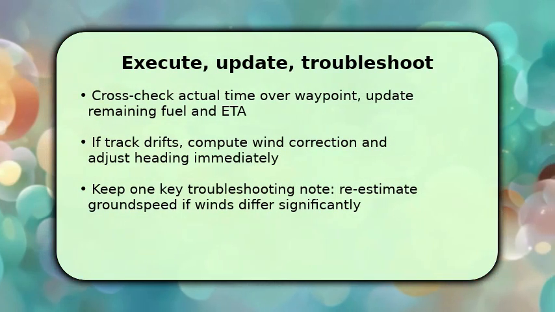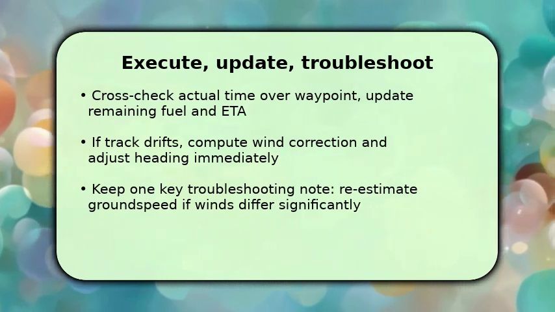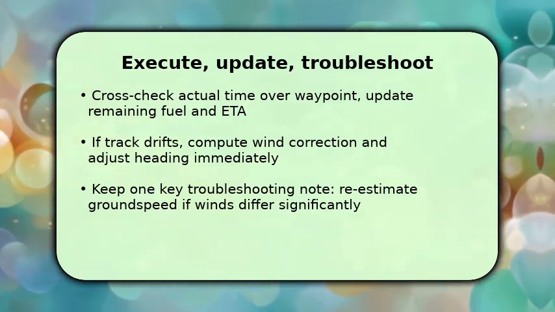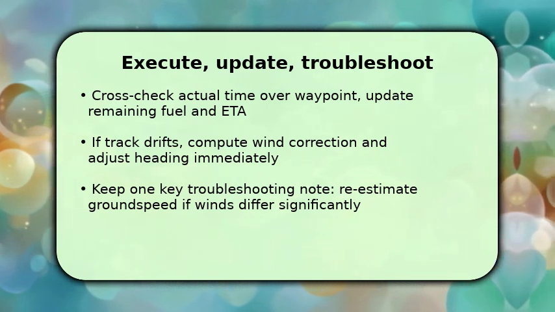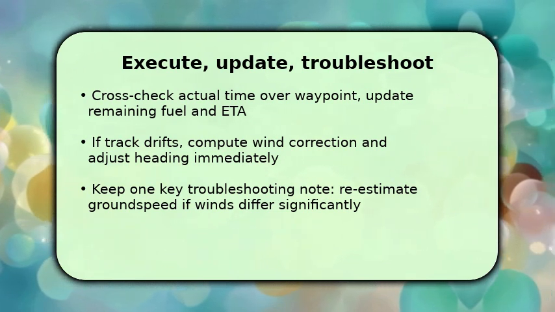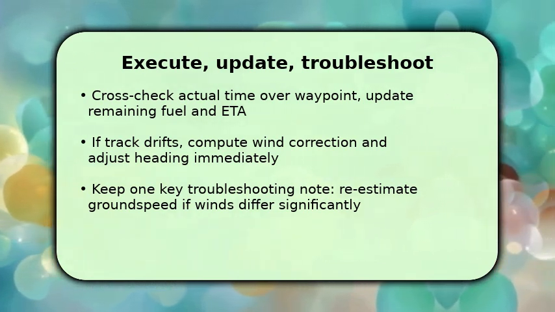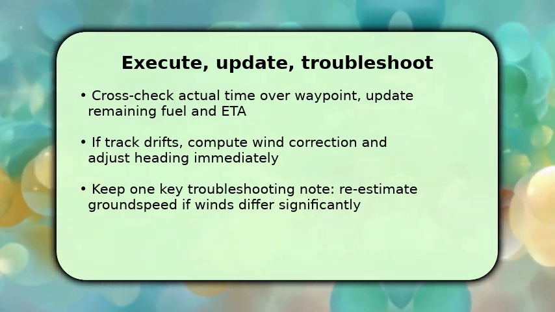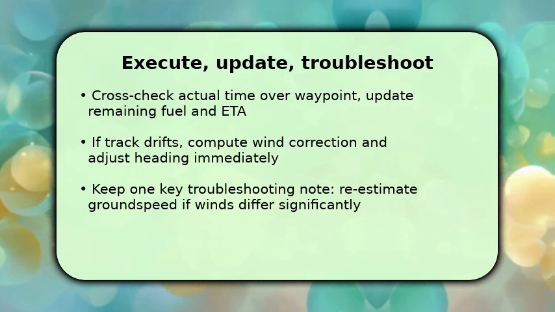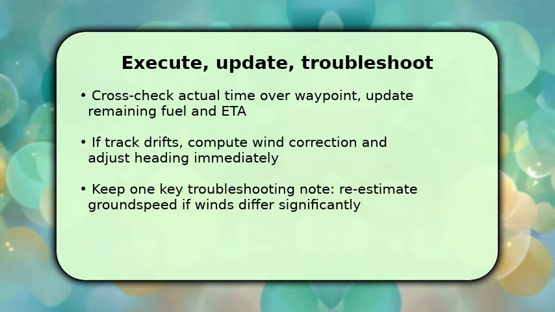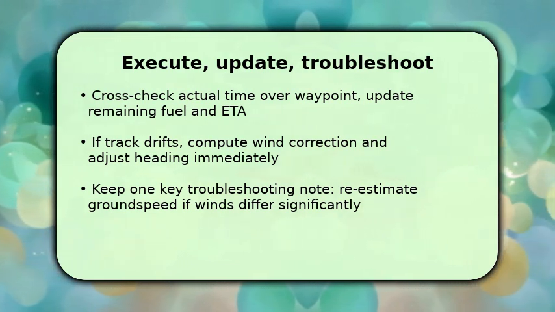You fly the plan and use the nav log as a live instrument. When you pass a waypoint, note the actual time over and compare to planned ETA. Update remaining fuel and downstream ETA accordingly. If you see track drift, compute a wind correction angle and change heading right away. This corrects ground track without redoing the whole log. If things go wrong, re-estimate ground speed using observed times and distances. Recalculating ground speed quickly restores accuracy for all remaining legs.